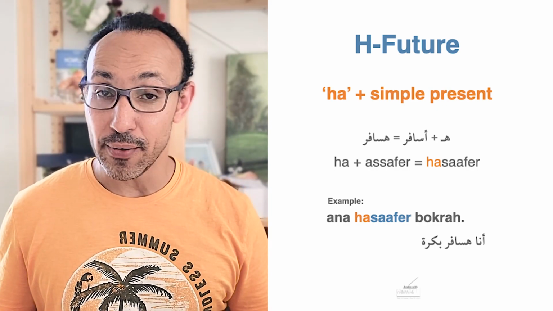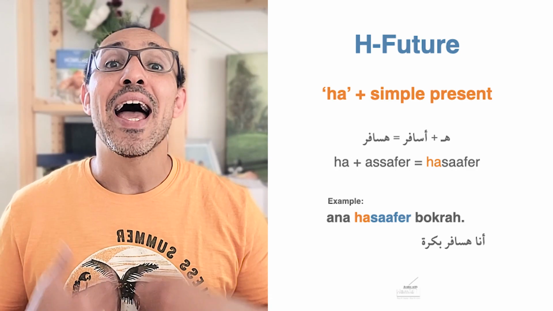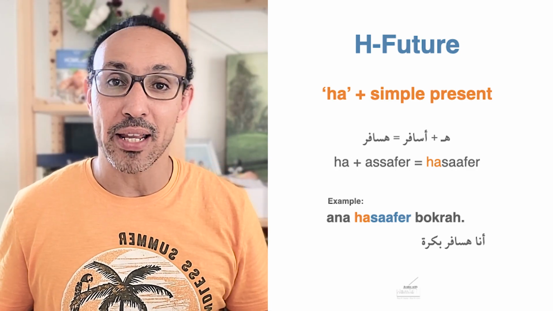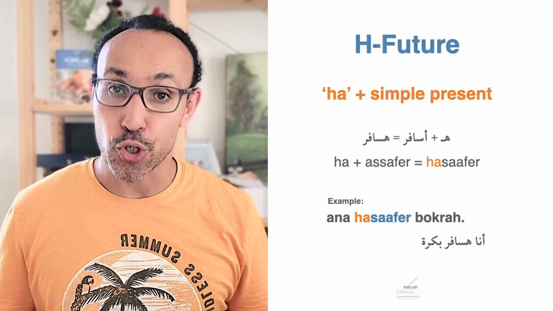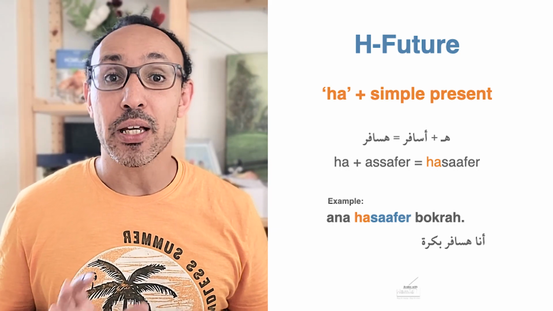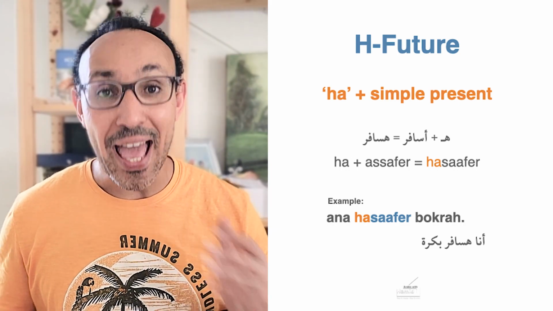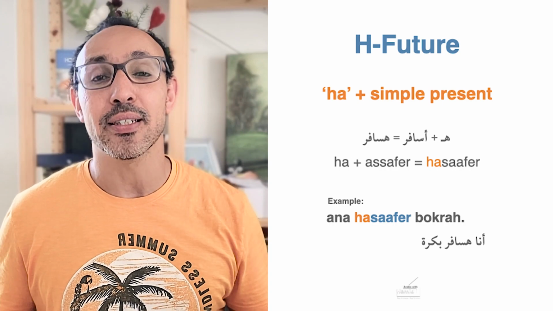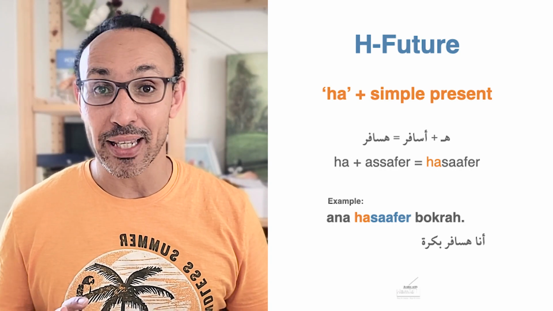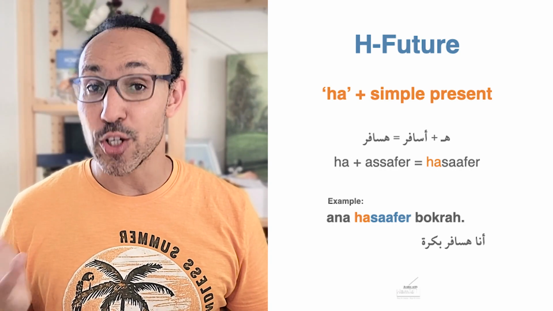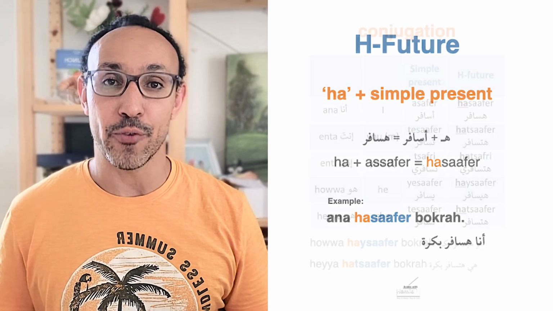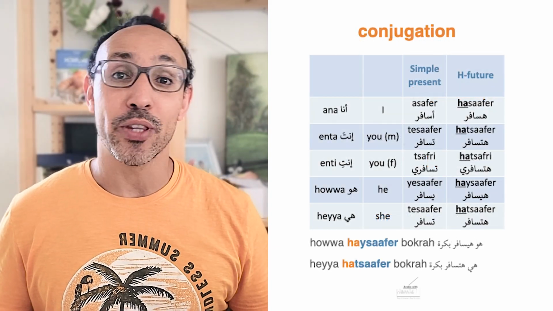So أنا أسافر, this is simple present. أنا هسافر, adding ha at the beginning will be the future tense. So it is very important to know that ha at the beginning always indicates the future tense, and this is a good indication if you hear any Egyptian saying ha with a verb. So let's talk about the conjugation.